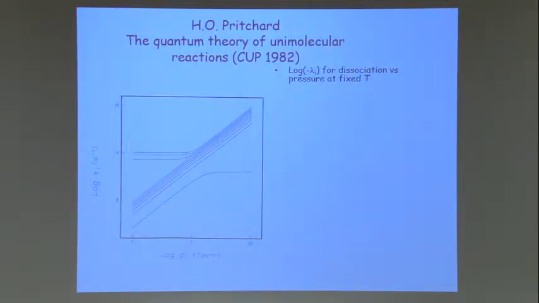Now, this is a book, a beautiful little book by a man called Hugh Pritchard, which discusses master equation calculations. It's an old one, as you can see. Very, very few people did master equation calculations in those days. But this is an important diagram here, which we need to understand.